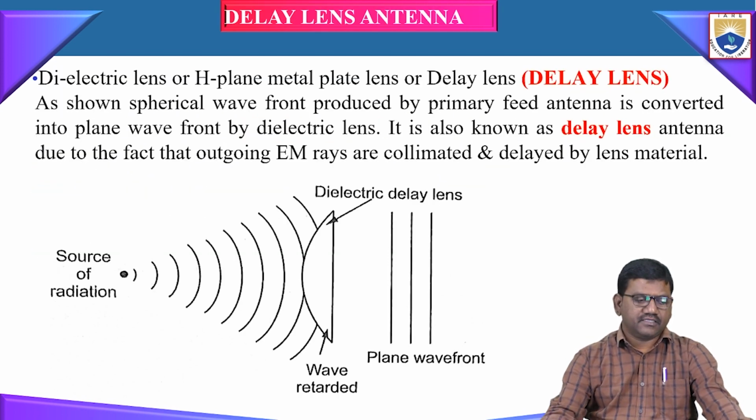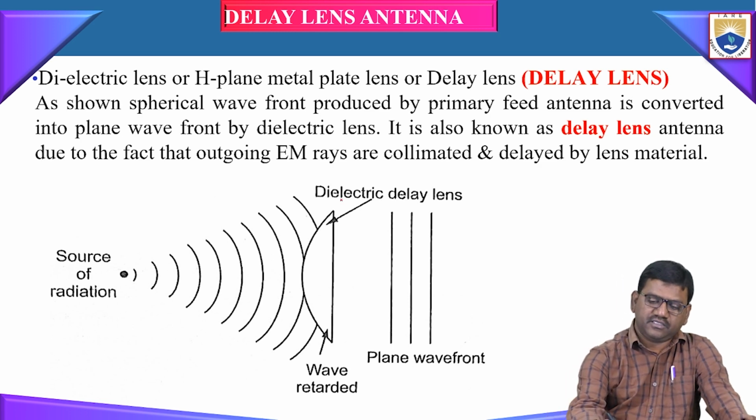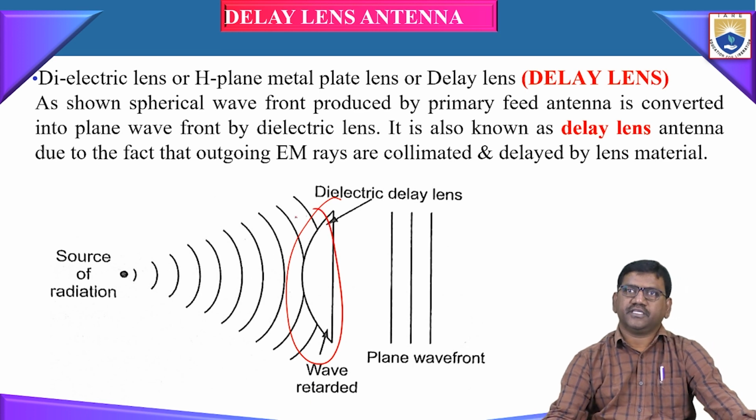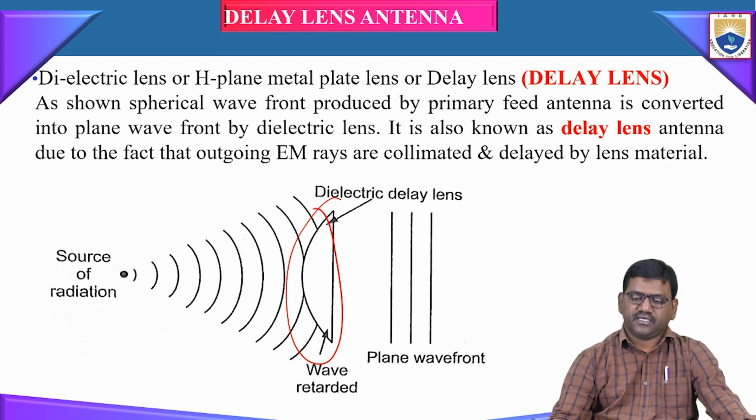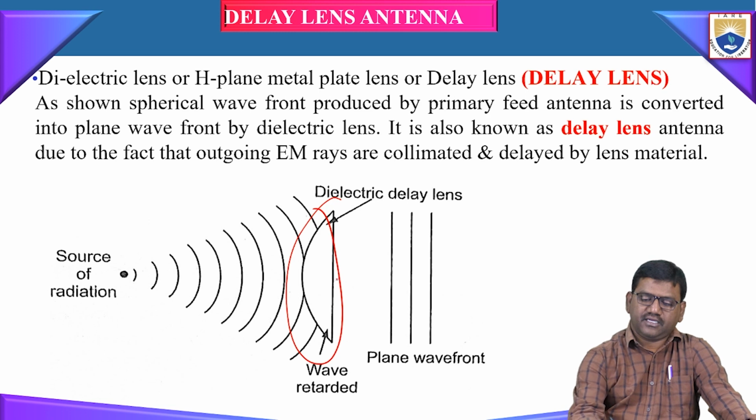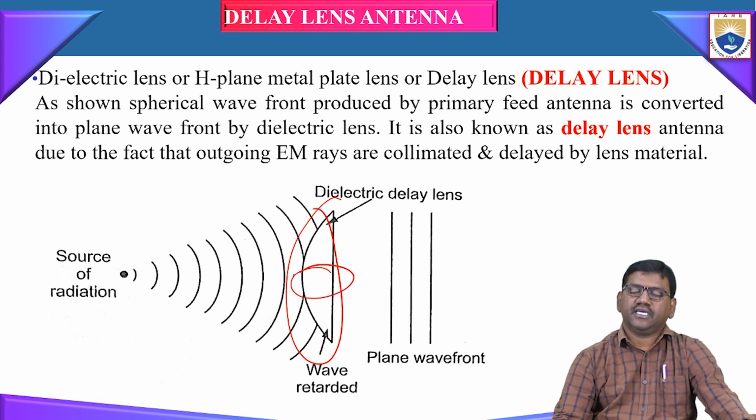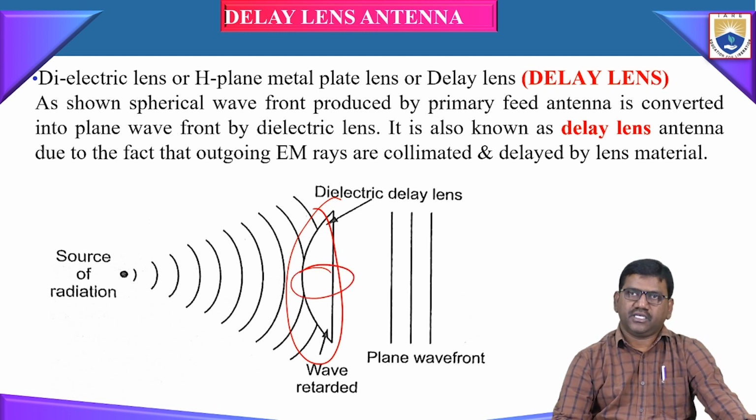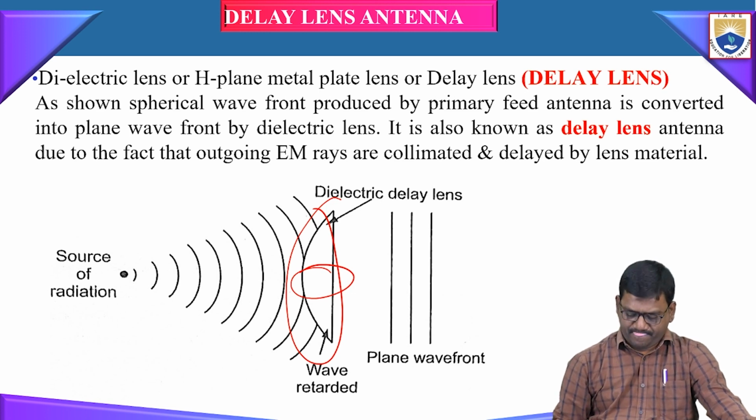Delay lens antenna, that is, the dielectric lens or H-plane metal lens, the delay lens. Here the electromagnetic rays are collimated and delayed by the lens material. It depends upon the thickness of the lens material. The thickness of this lens is more at the center of the lens. Hence the electromagnetic rays that pass through the lens are delayed by the lens material. Hence the name is given as a delay lens.